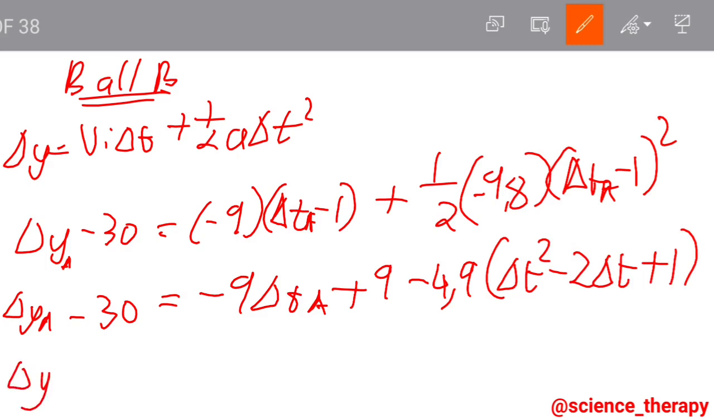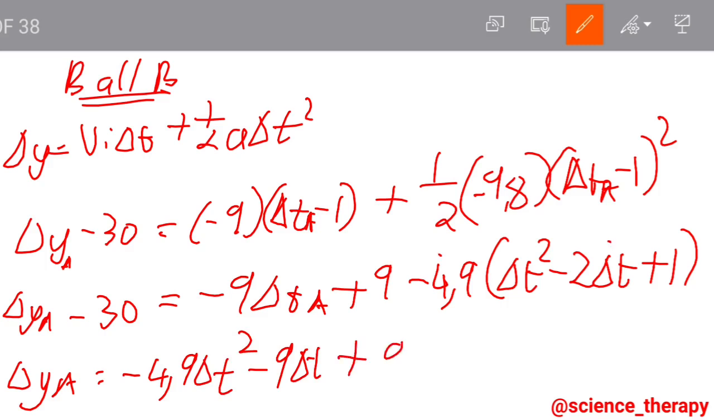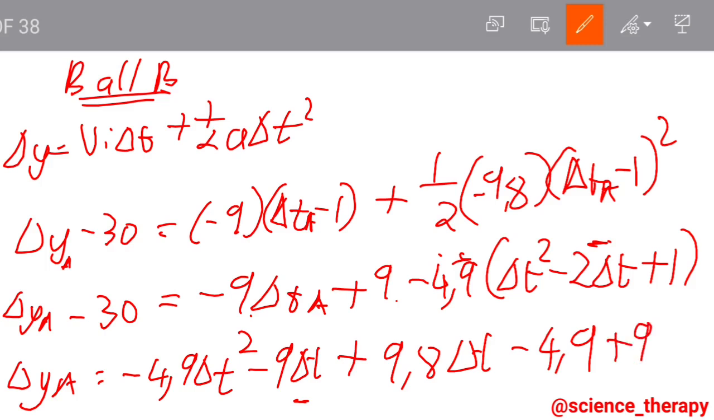Then our delta Y of A is now, we can say it's negative 4.9 delta T square minus 9 delta T. Then this one times that one becomes positive plus 9.8 delta T. Right, so this negative 9 delta T is here, and then when we take this one and multiply it with that one, it becomes positive 9.8 delta T. Then we have negative 4.9 times positive 1, it becomes negative 4.9, and then plus this 9 here, and then also plus this 30 that we transposed. Right, so now with this side we are left with delta Y.